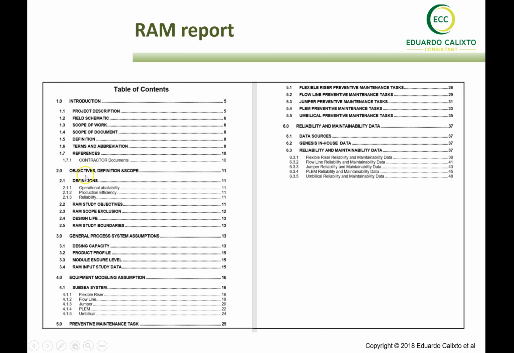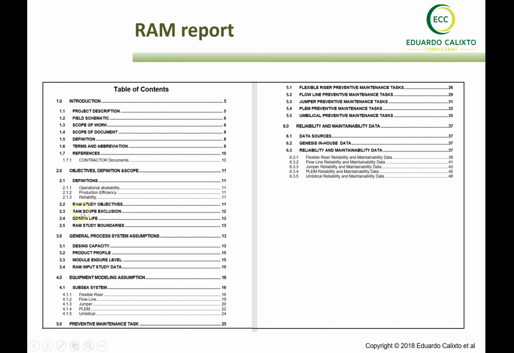And then, of course, you start to define the objective and scope definitions. It is very important. When you're talking about operational availability, what's the definition of operational availability? What's the definition of production efficiency? And what's the definition of reliability? People have different understandings of such definitions. So in your report, as a reliability engineer, you need to be clear and define your definition for such indices. Otherwise, you believe that different engineers and project managers have the same understanding, but they have not.